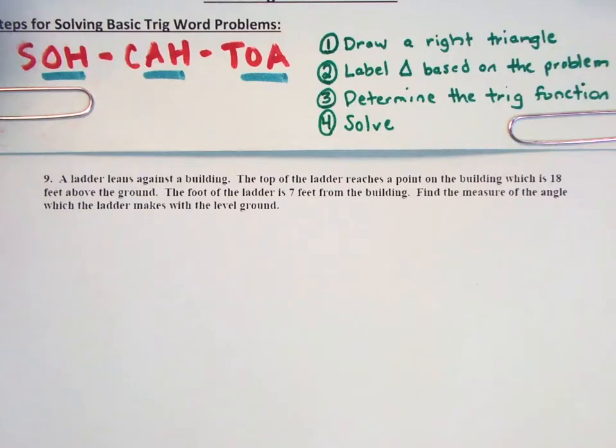Record. Okay, so for problem number 9, it says a ladder leans against a building. The top of the ladder reaches a point on the building, which is 18 feet above the ground. The foot of the ladder is 7 feet from the building. Find the measure of the angle which the ladder makes with the level ground. Okay, so the first thing we need to do is to draw our right triangle.